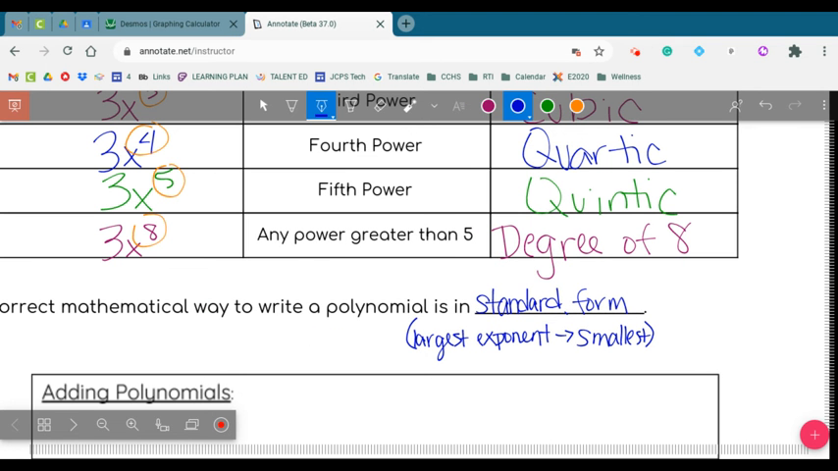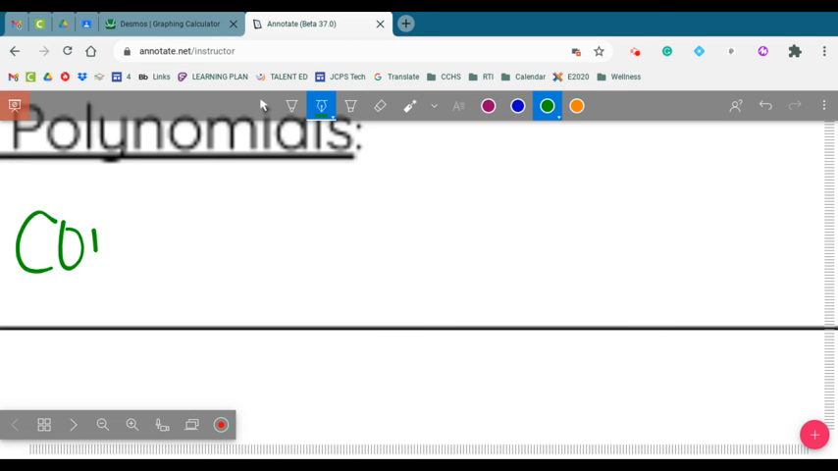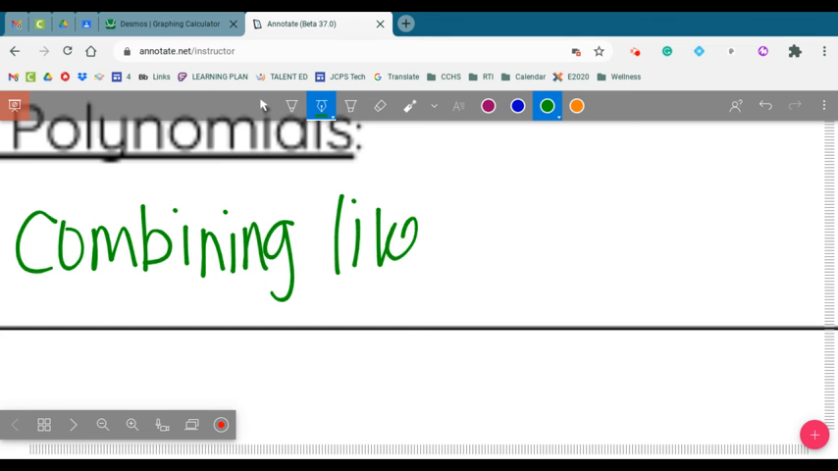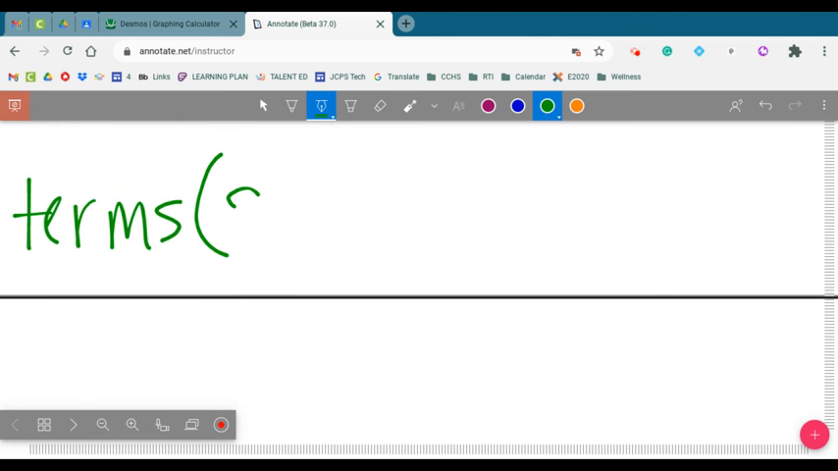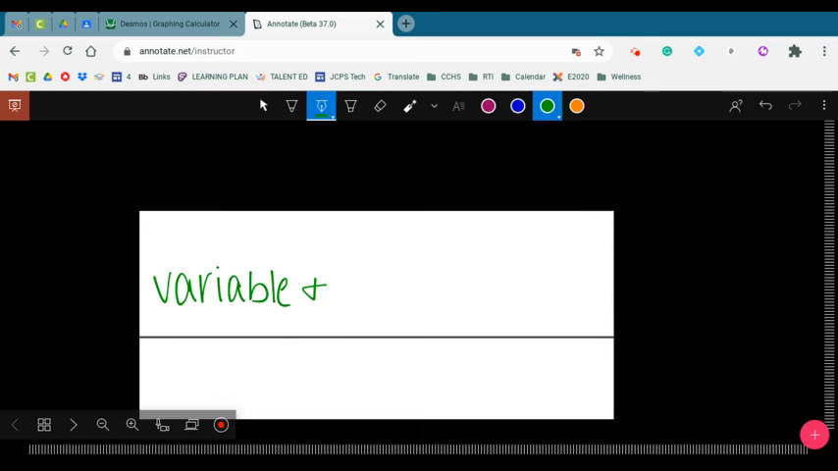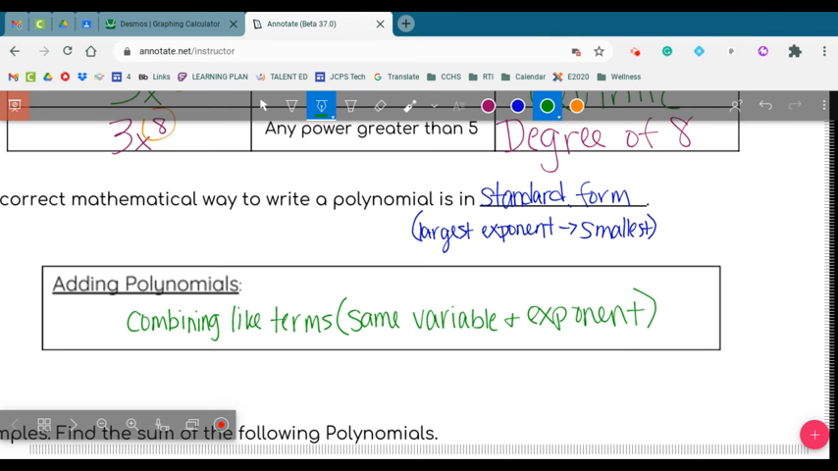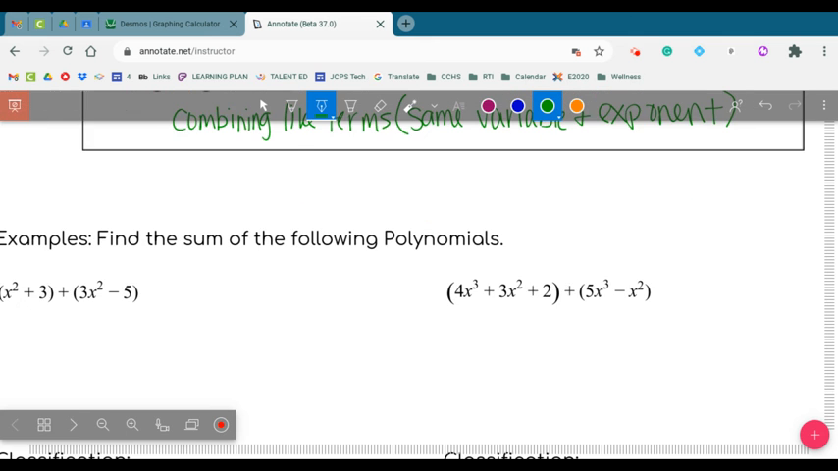So today we're going to talk about adding polynomials. Whenever we're adding polynomials, all we are doing is combining like terms. Whenever I say like terms, this means they have the same variable and exponent. That's how they're like terms. So adding polynomials, we combine like terms, which means they have the same variable and the same exponent. So let's go down and do a couple examples.